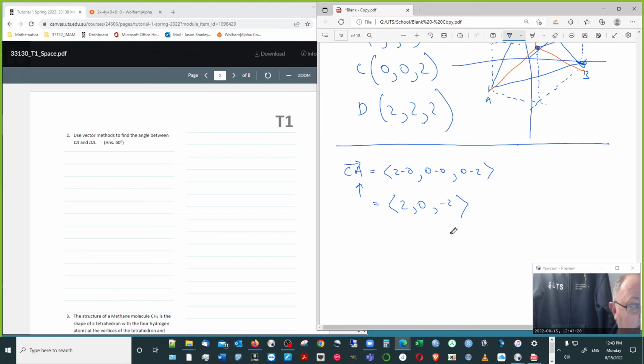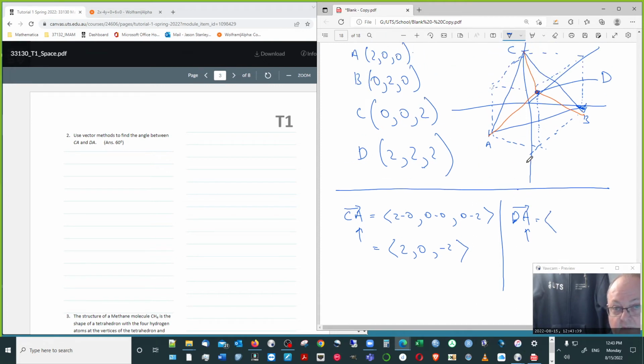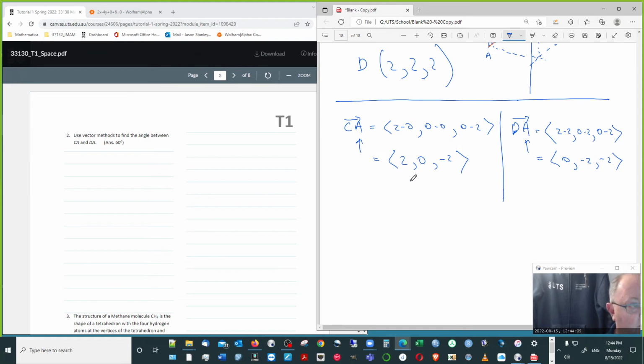The other one we want is D to A. So we go to A and we subtract from D, so we've got 2 take away 2, 0 take away 2, and 0 take away 2. That's our going to A and then subtracting, so we'll get 0, negative 2, negative 2. Now in some way these space vectors are sitting however they're sitting. We know vectors can go all around the page, right? Okay, that's the first thing.